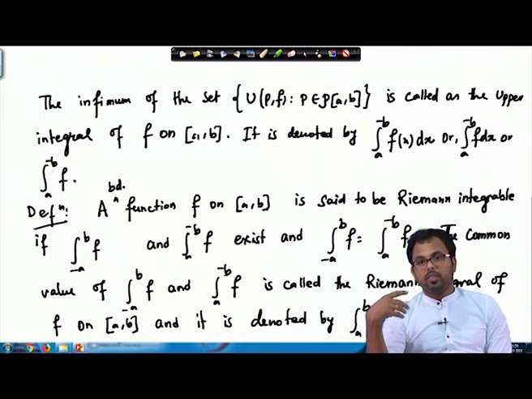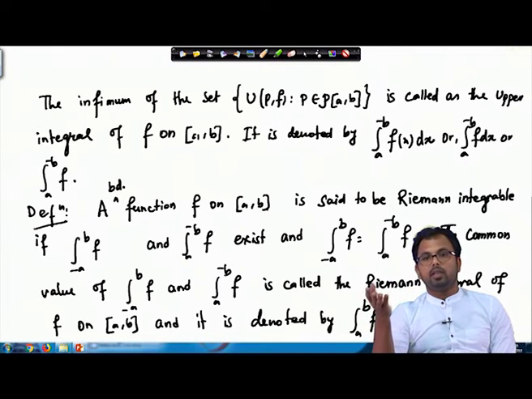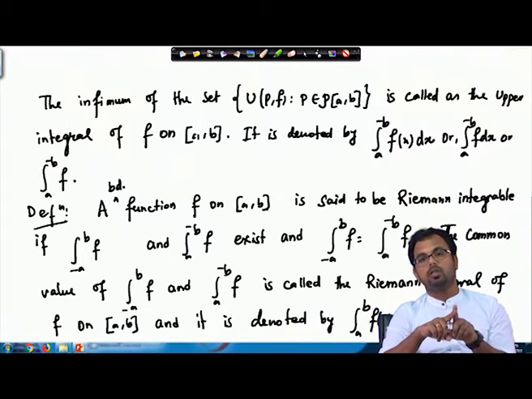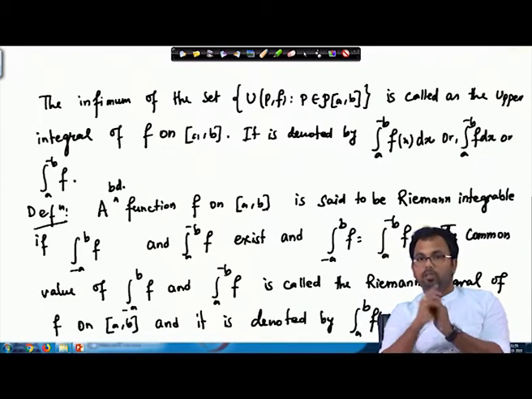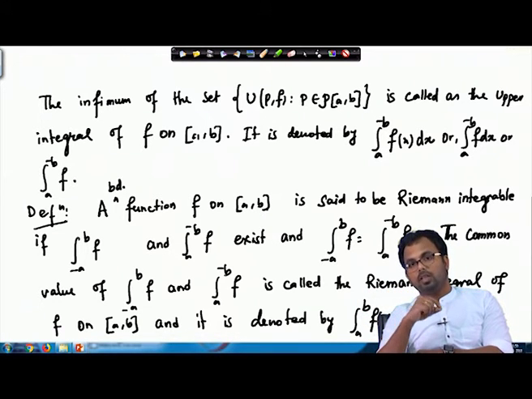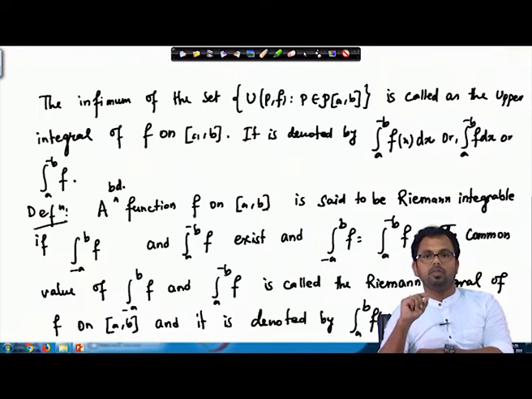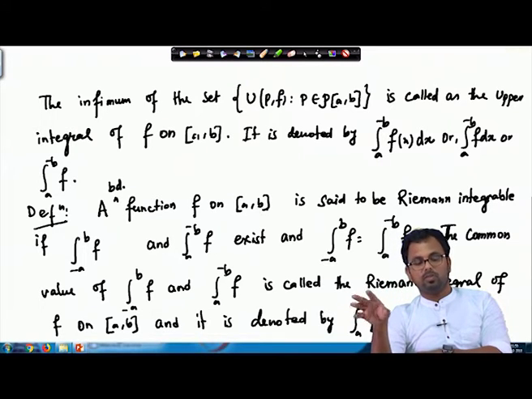Then from that partition we formed non-overlapping subintervals. Based on those subintervals, we could define the lower bounds and upper bounds, not only for the function on the whole interval, but also on those subintervals. For every partition you get different non-overlapping subintervals, and then different lower bounds and upper bounds on those subintervals.